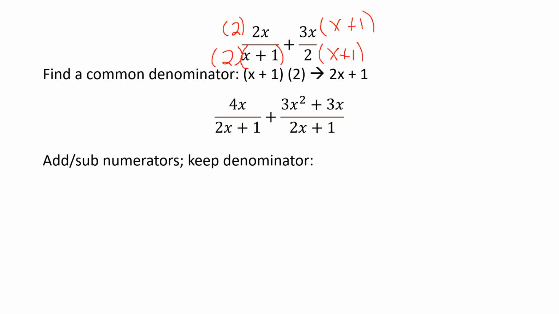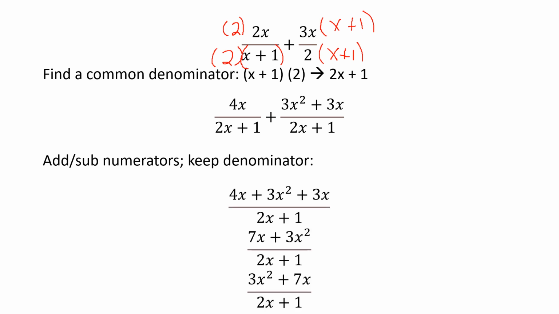So here's the thing. 4x plus 3x squared plus 3x. What I need to do is make sure there are no like terms. In this part, I have two x terms. I have a 4x and a 3x, so I need to add those. When you get to this point, you need to see if you can add any like terms. When I add my x's, I have 7x, and then my 3x squared stays.